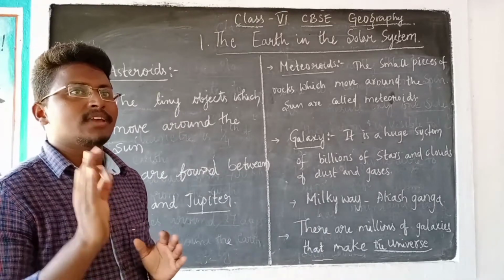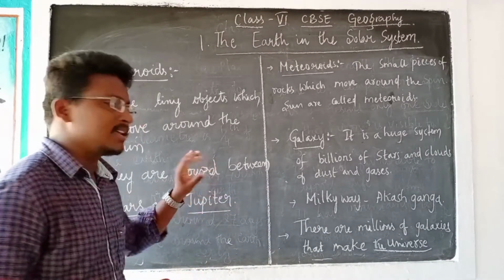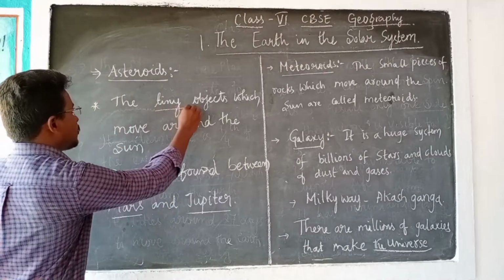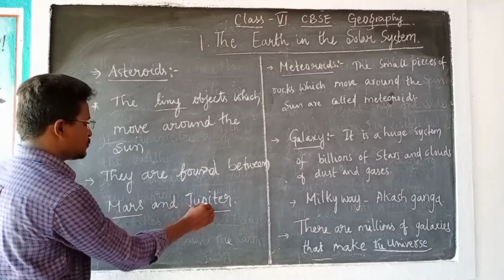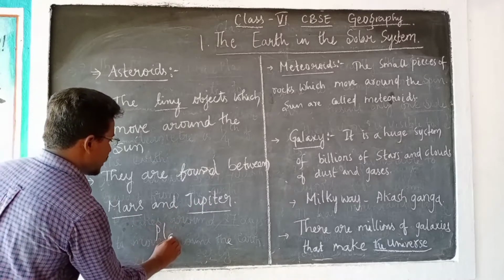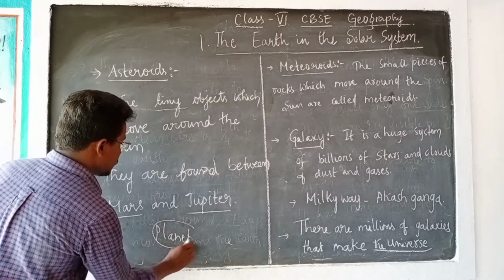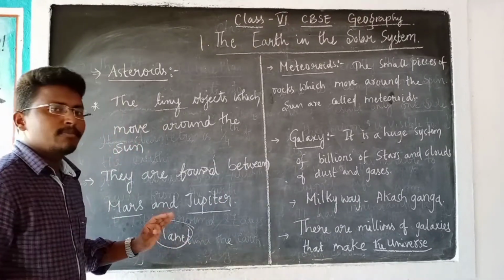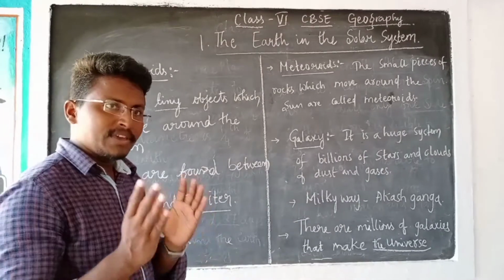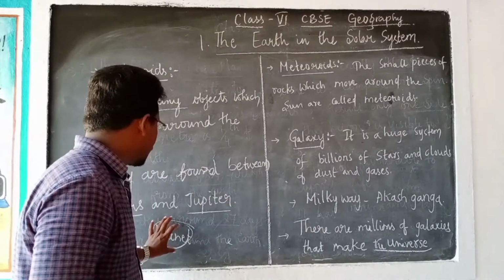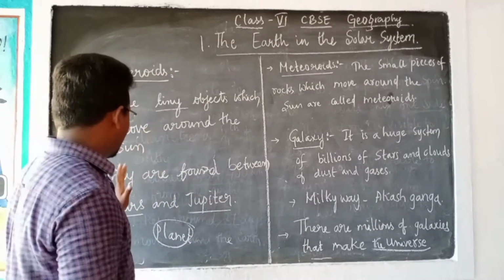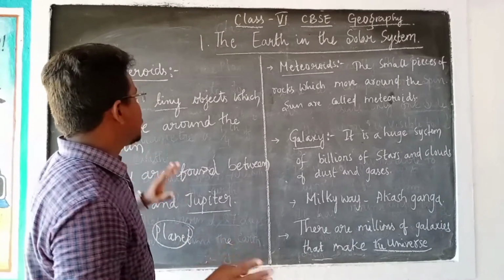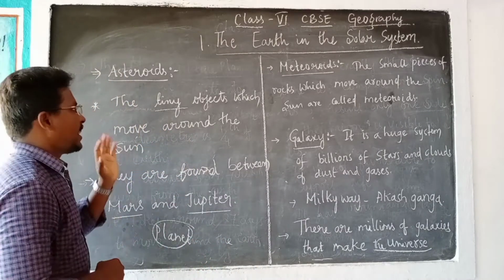Why are they moving in between Mars and Jupiter? Scientists feel that once upon a time these tiny objects may have belonged to a planet. But due to some reasons, this planet might have exploded. So the pieces, the remains of this planet, might be revolving around the sun in between Mars and Jupiter. So these are the objects which are moving around, these asteroids.